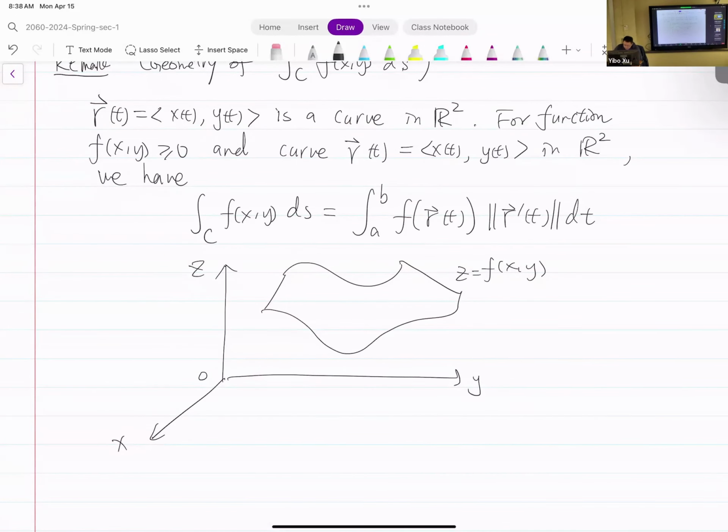Okay, and now if you think about that curve C, this curve lies within the xy plane, so it should be a curve somewhere like this. Depending on the orientation, let's say this is the starting point on the left end, and on the right end you have the ending point. So the orientation is here.